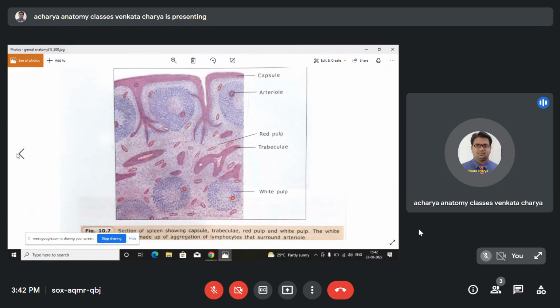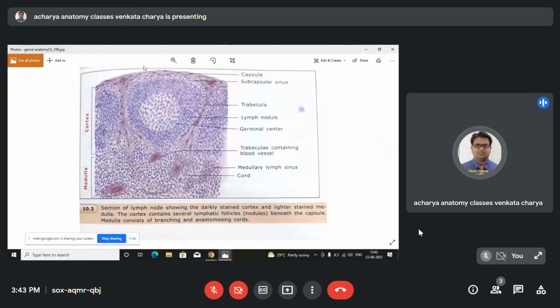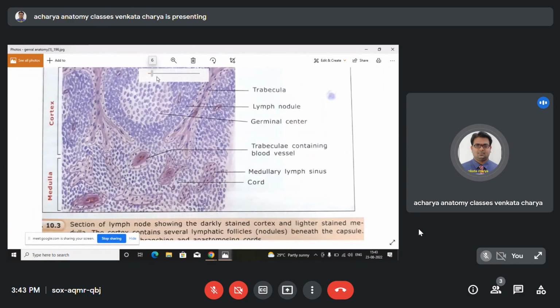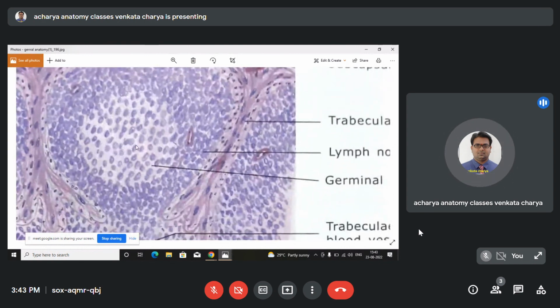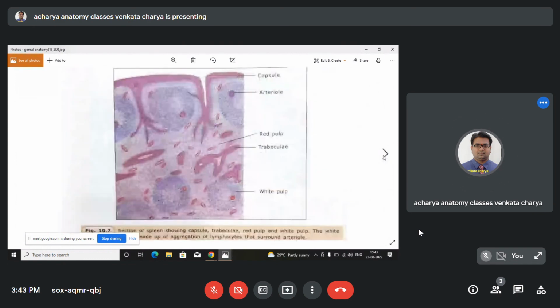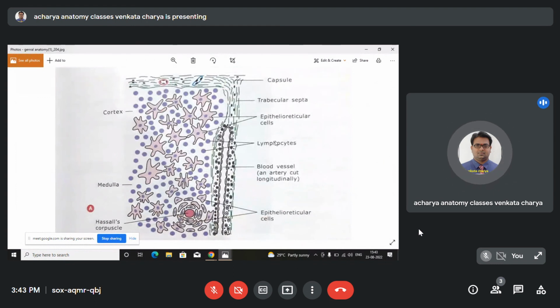The two look the same. See here, this is the histology diagram of the spleen. Subcapsular sinus is present in the lymph node and absent in the spleen. That is the one main important point. The second is the eccentrically placed central artery. Red pulp and white pulp are present in the spleen. These are the main important points.